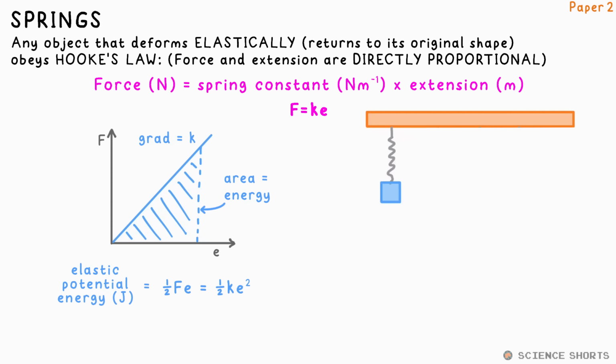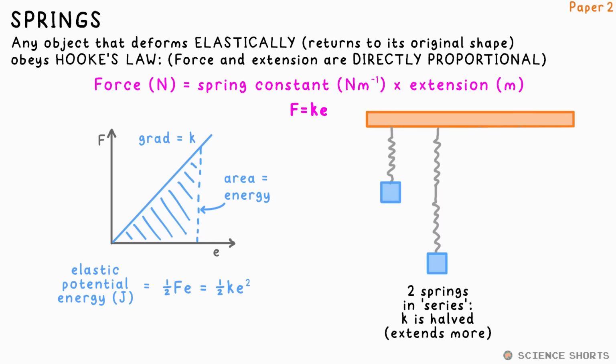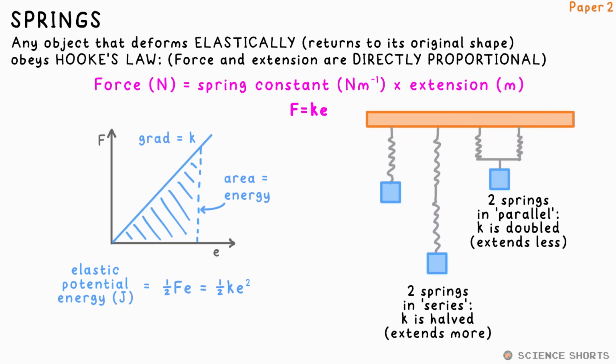If you attach two springs end to end, we might say in series, they stretch twice as far with the same force, meaning the equivalent spring constant must be half what it is for one of the springs. Side by side, in parallel, and the opposite is true.